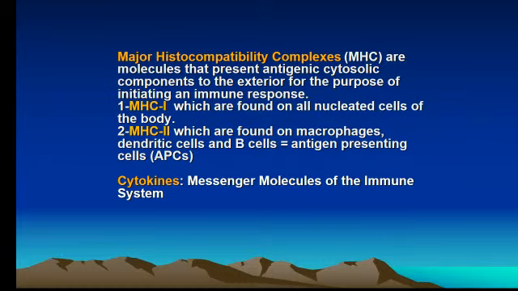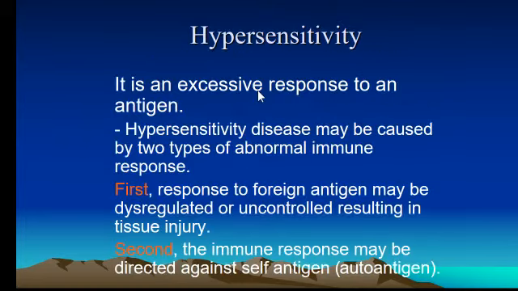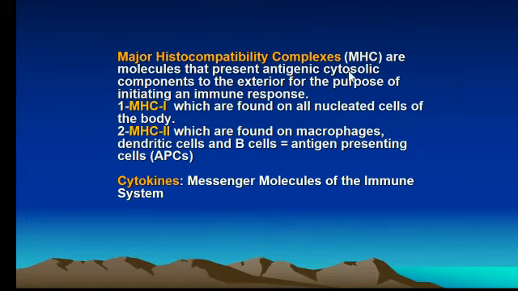This is the first major histocompatibility. We are now pointing at it with the cursor, with the mouse. Major histocompatibility complexes are the molecules that present antigenic components to the exterior for the purpose of initiating an immune response.